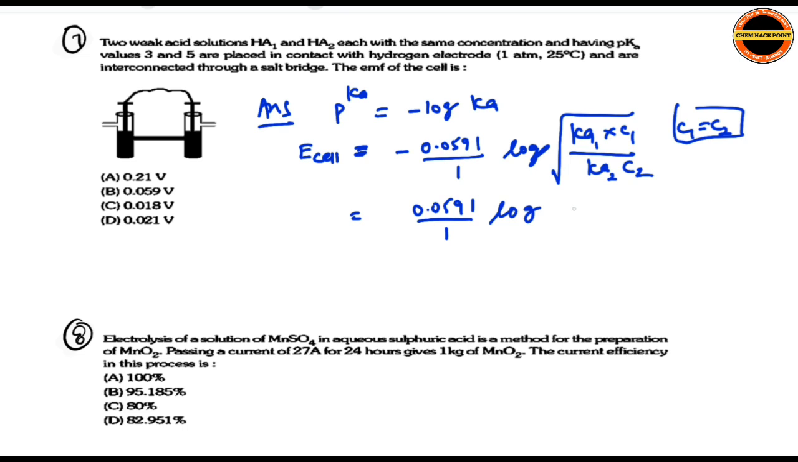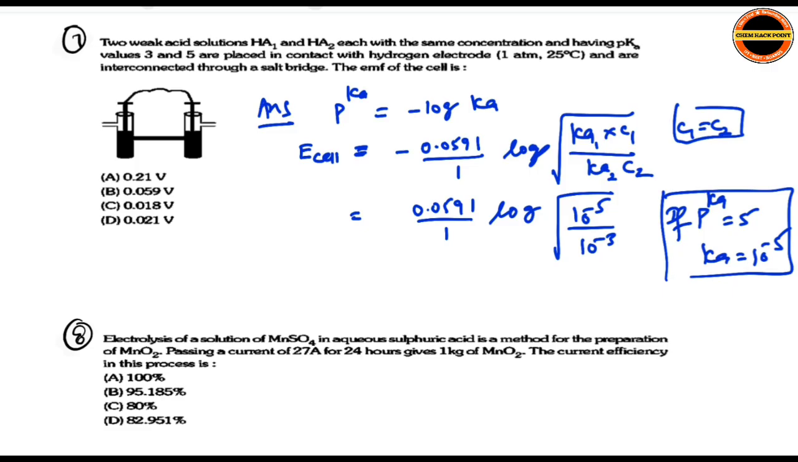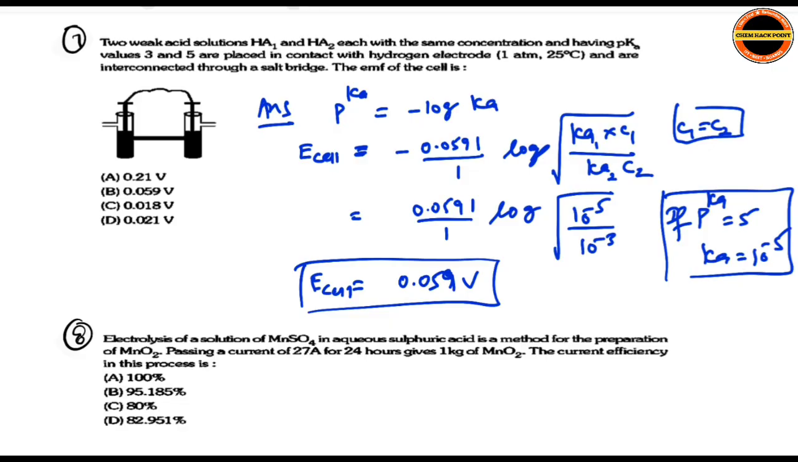See, if pKa is 3, the Ka value is 10 power minus 3. So here I can write 10 power minus 5 by 10 power minus 3 under root. Remember, if pKa is 5, Ka is 10 power minus 5. So overall, if we do the calculation, the E cell value will be 0.059 volt. Hence the given answer matches, that is 0.059 volt.